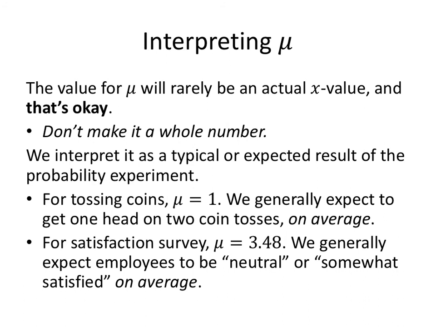When we are looking at the mean, we need to be able to interpret what it's saying. So the value of mu will rarely be an actual x value, and that's okay. You don't have to make it a whole number. We interpret it as a typical or expected result of the probability experiment. So for tossing coins, mu is 1. We generally expect to get one head on 2 consecutive tosses on average.